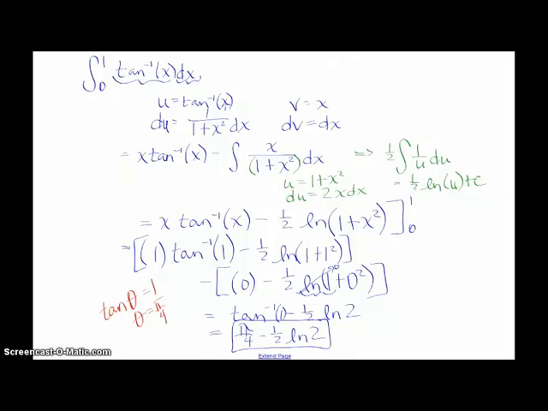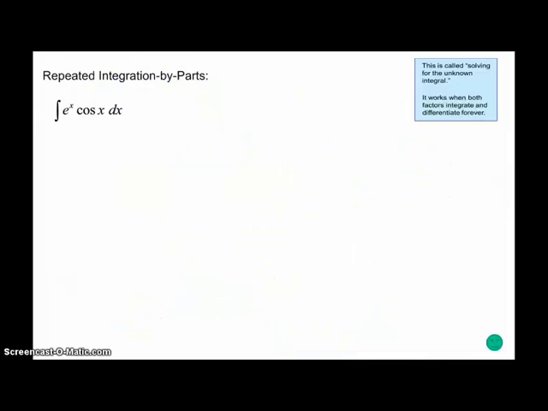All right, so there's an example. I have one more example to do, and we'll finish up integration by parts. Now, this requires repeated integration by parts. Neither one of our functions, e to the x nor cosine of x, differentiate down to 0. So we're not going to be able to use Escalante's shortcut. Sometimes this is called solving for the unknown integral, and you'll see here in a minute why it's called that.